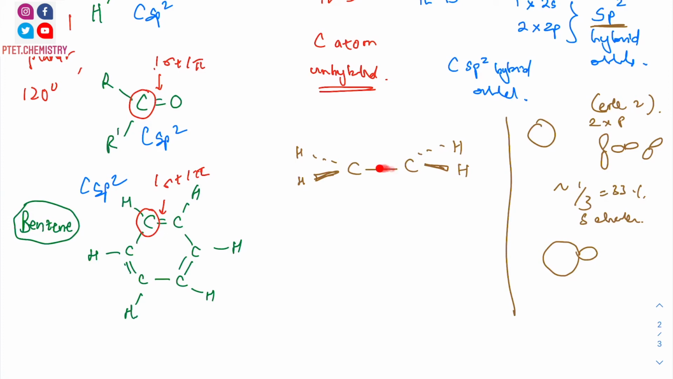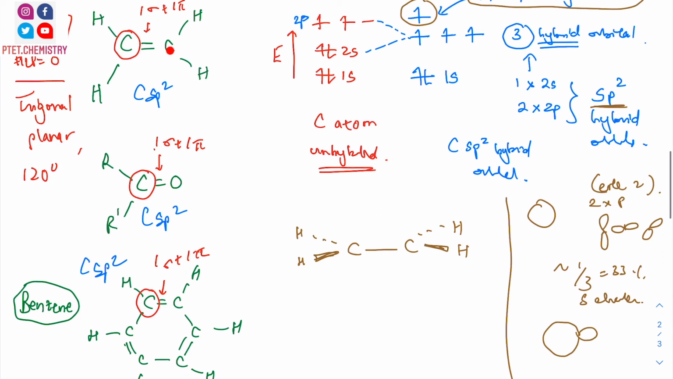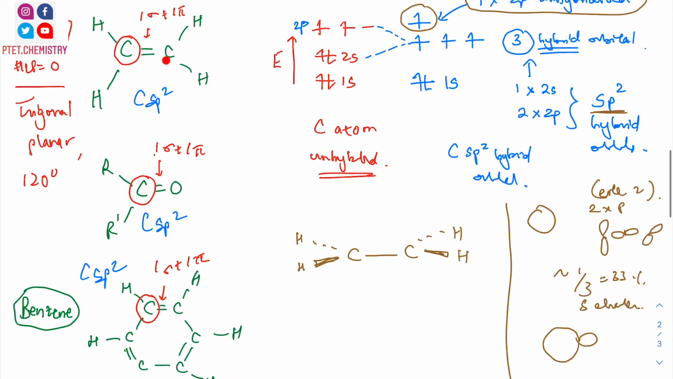So this is normal sigma, sigma, sigma, sigma. So what does it mean? This is also a carbon sp2 because this carbon forms 1, 2, 3 sigma bonds. So 1 plus 2, 3 hybrid orbitals because 3 sigma bonds. Okay. I have an unhybridized p orbital. This is the unhybridized.